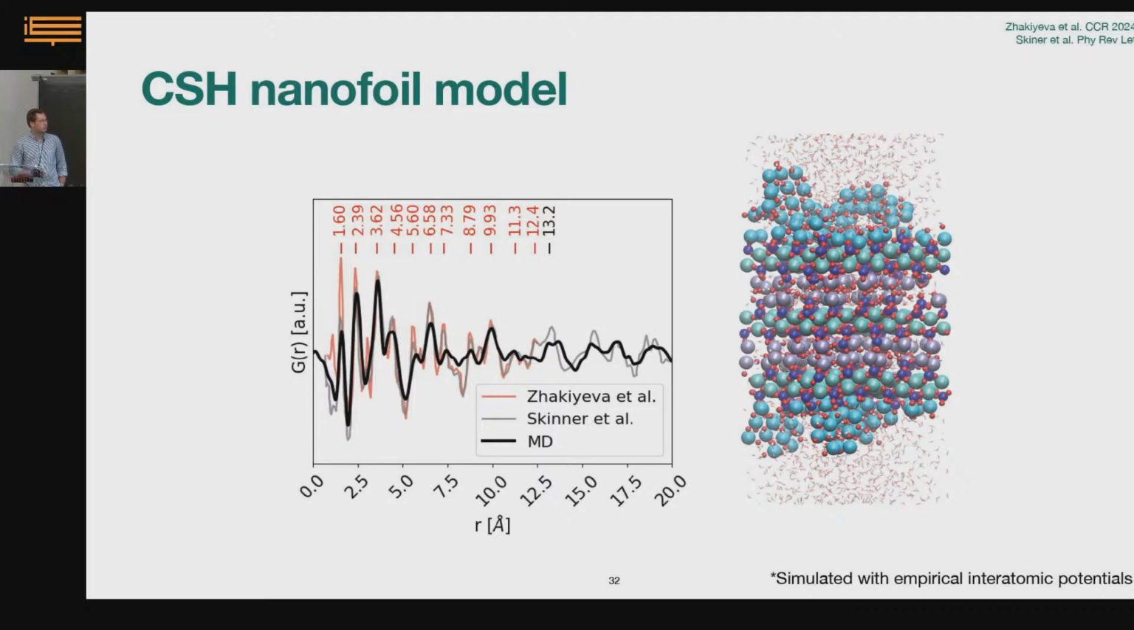And I need to say, for a very first quick try, it fits excellently with the experimentally reported PDFs. All the peaks are there, further supporting the hypothesis that the main layers are highly ordered. There's a small difference currently in the peak position, but this could be since we used empirical interatomic potentials because of computational limitations. I think today this is the best PDF of a CSH model that you can find, but it's not published yet.